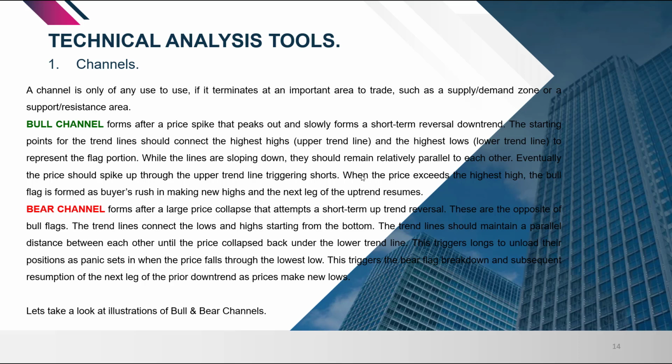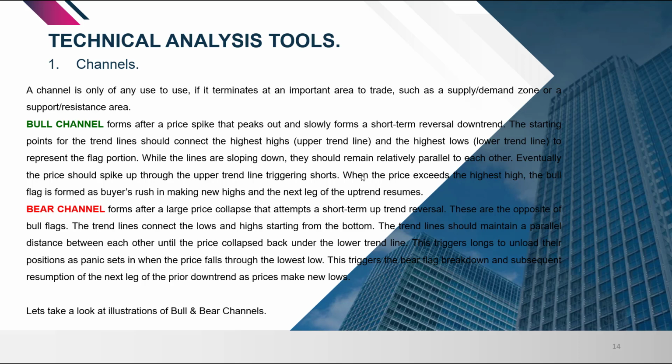It's still in production. So channels, we've got bull channels. These form after a price spike that peaks out and slowly forms a short-term reversal downtrend. The starting point for the trend line should connect the highest high, which is the upper trend line, and the highest low, which forms the lower trend line, to represent the channel portion, or commonly known as the flag portion. While the lines are sloping down, they should remain relatively parallel to each other.